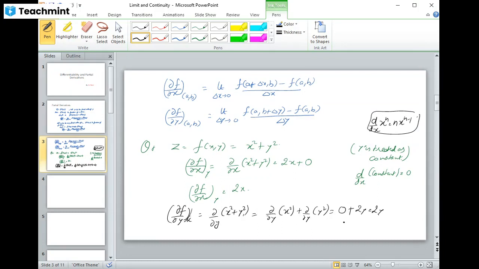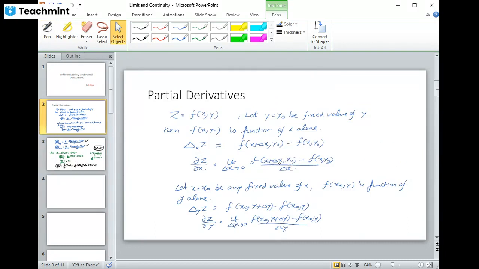So basically, while solving problems of partial derivatives, we are using the identities of differentiation only. The identities of differentiation will remain the same. The only important point here is that if we are differentiating with respect to one of the variables, we are treating the other variable as a constant. So this is the definition of the partial derivative of a function at a point. Otherwise, this is the definition of the partial derivative: if we are differentiating with respect to one variable, we are treating the other variable as a constant.